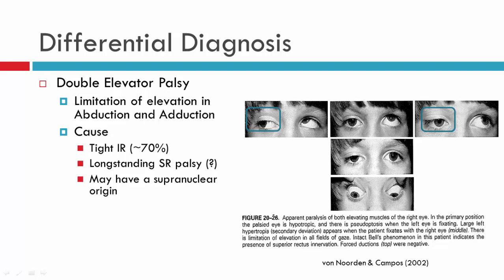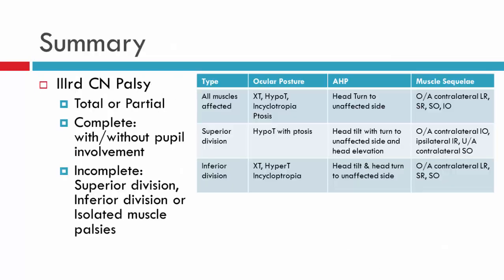A double elevator palsy will not have the other signs of a third nerve palsy, such as the medial rectus underaction. We can even see here, even though we don't have the patient in adduction, that the right eye is making it across, it's just not elevating in this particular instance.